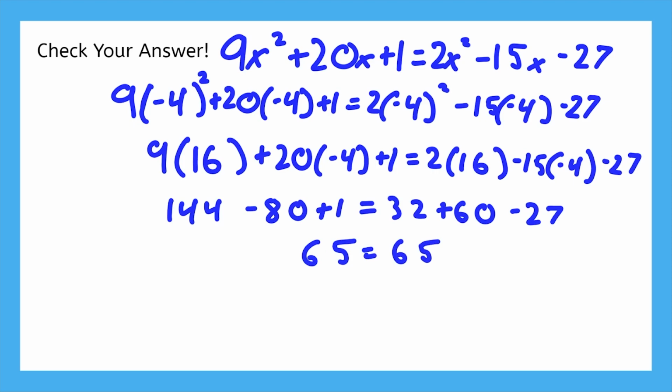An input of negative 4 makes both quadratics output the same value, 65. So in other words, when x is negative 4, the quadratics are the same. So negative 4 is a solution. Checking the other solution, negative 1, would work the same way. Try that out for yourself.